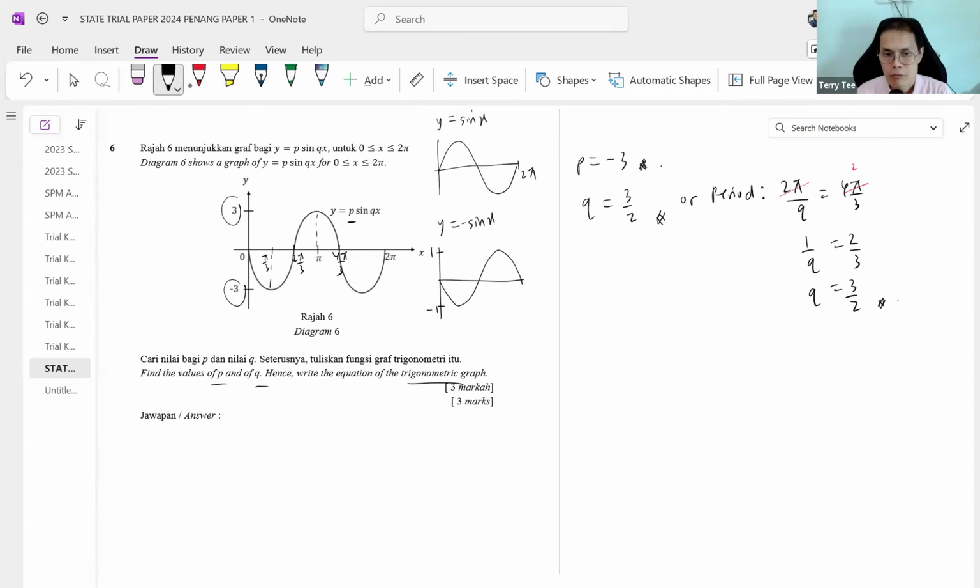Now, next, find the equation of your trigo graph. We already know your p, we know your q, just substitute inside. Your p is -3, your q is 3/2. There you go, your y is -3 sine 3/2 x.